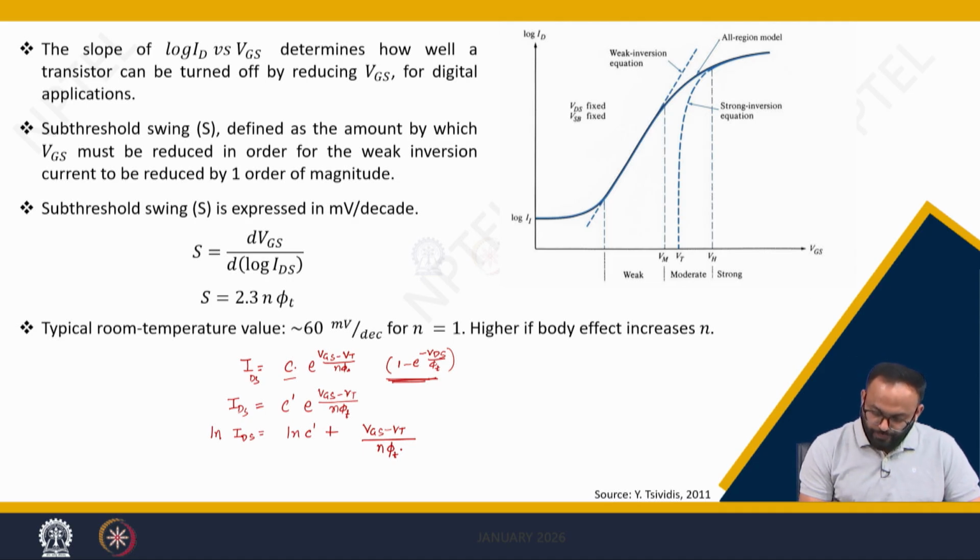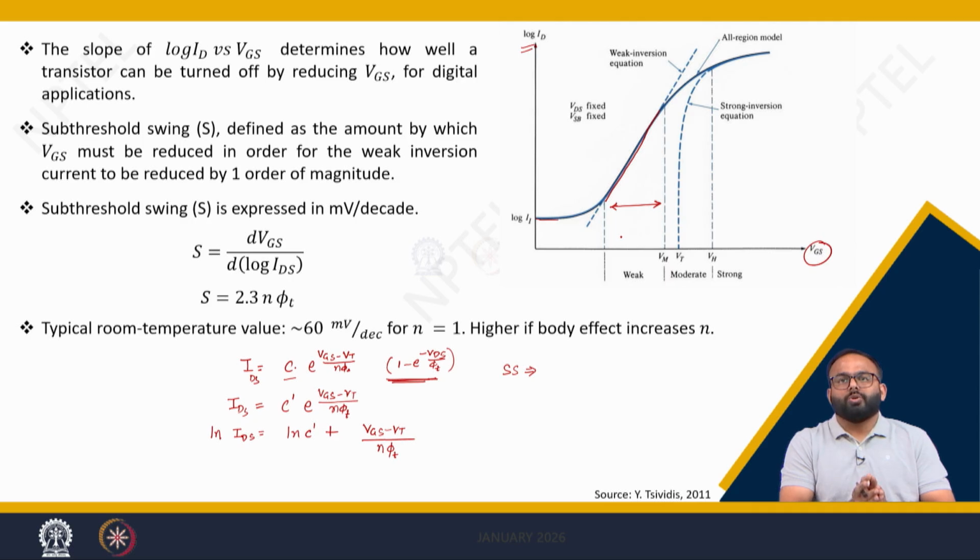Now we will define another term here which is called sub-threshold slope. What that means is, suppose we plot log ID versus VGS, then the curve looks like this, because it is exponentially dependent. Taking log on the y axis, it is almost linear, right.